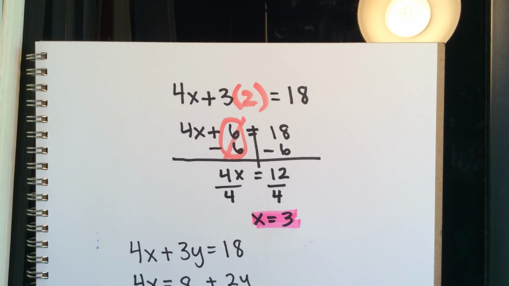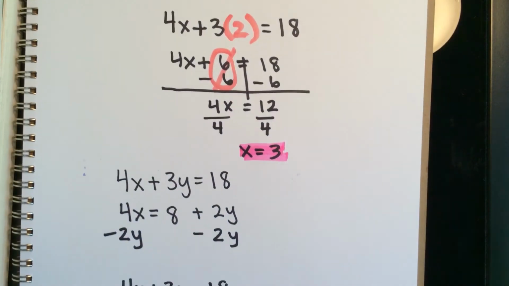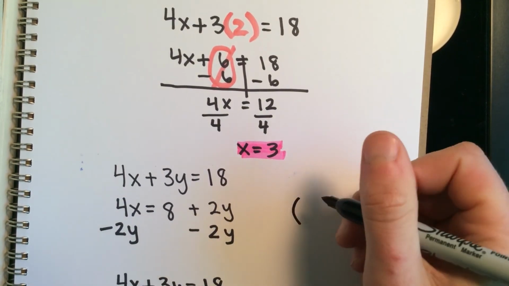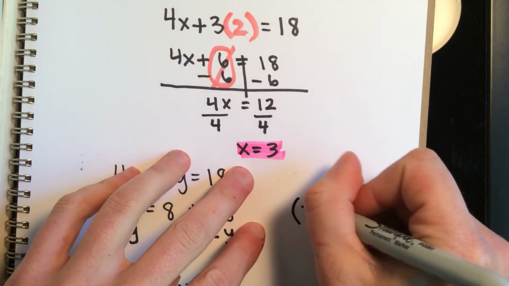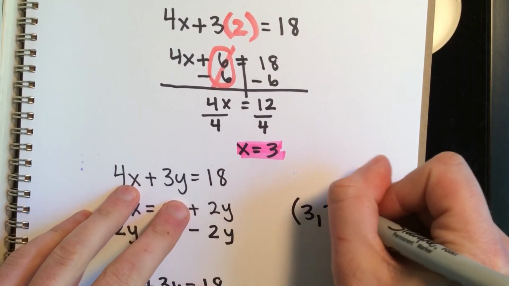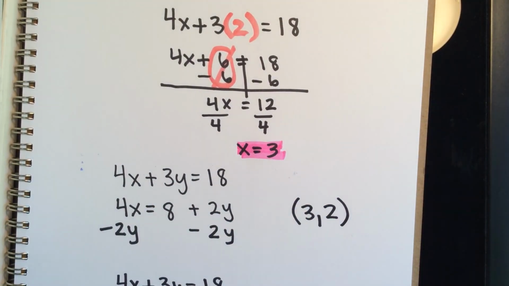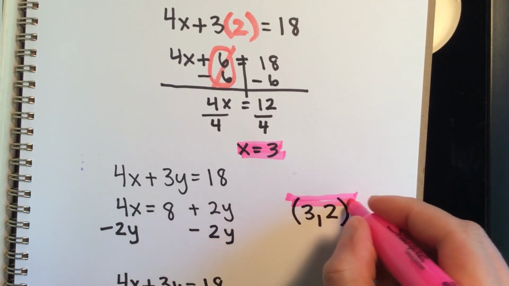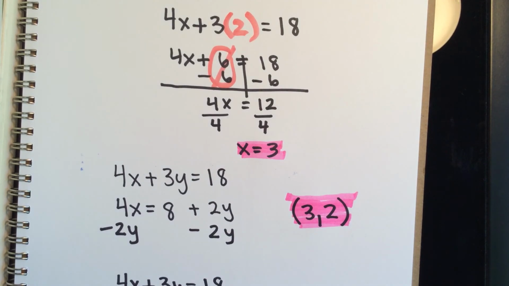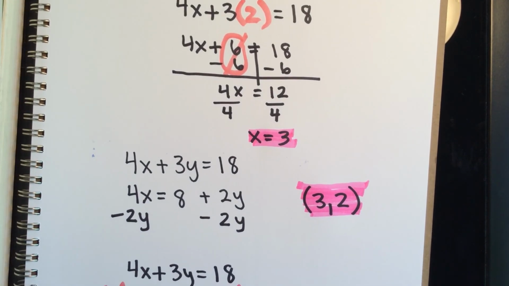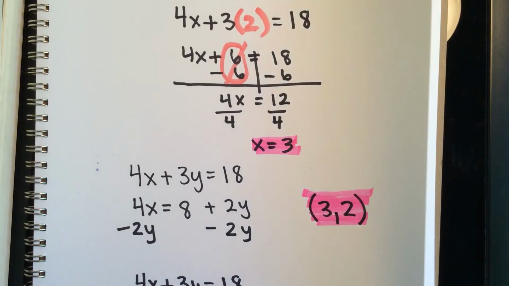Alright, so let's write that as an ordered pair. As an ordered pair, our solution is x is 3 and y is 2. And we'll go ahead and highlight our ordered pair solution. Okay, so let's take a look at our last problem.